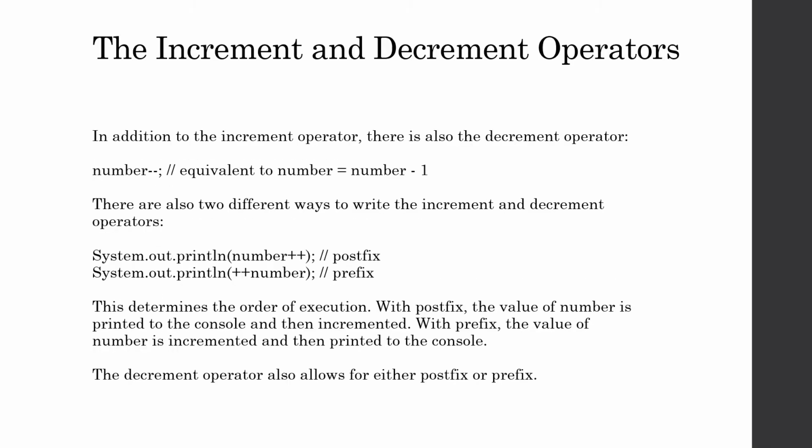So in addition to the increment operator, there's also going to be the decrement operator. In this case, we're going to do minus minus instead of plus plus. So we see number minus minus here. That's going to be equivalent to number equals number minus 1. So let's take a look at the different ways we can subtract 1 from our value.